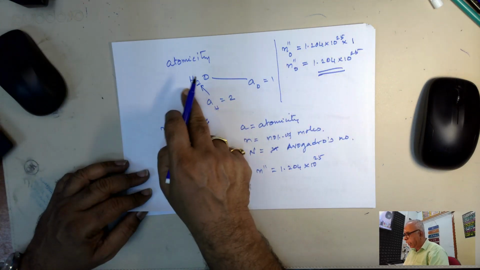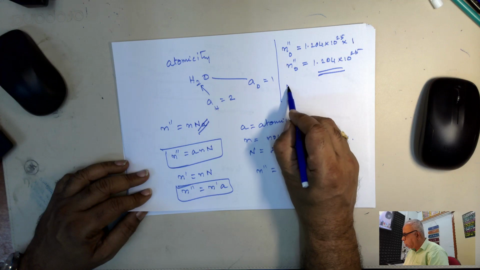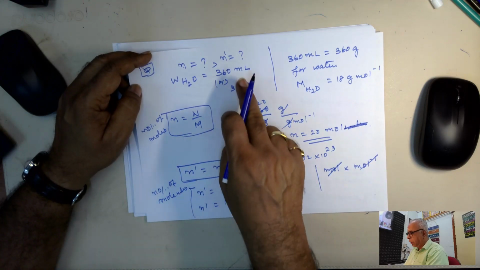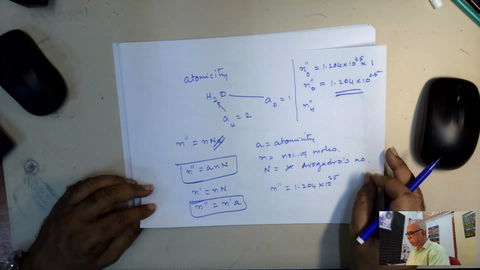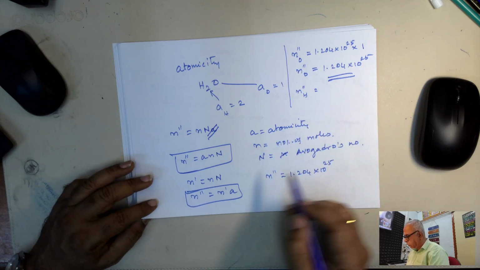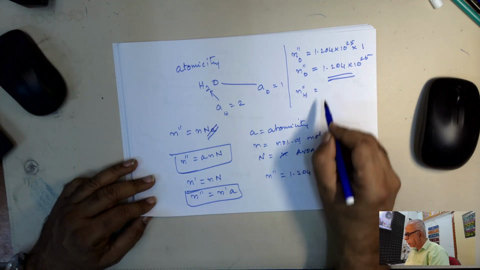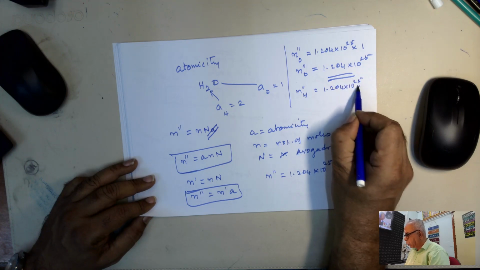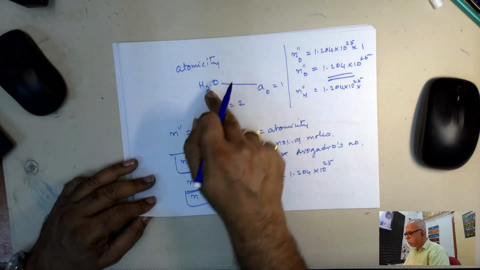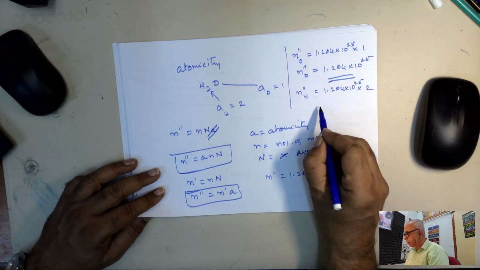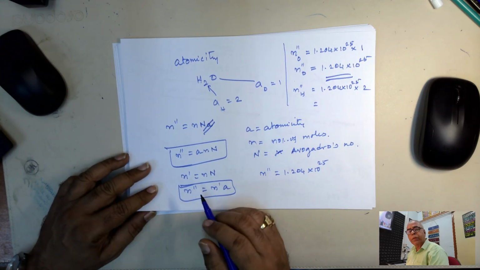Now let me calculate the hydrogen atoms. So how many atoms of hydrogen are present in 360 ml of water? Okay. So in that case, we can make use of this. N dash is equal to, what is the N dash? That is already given as 1.204 into 10 power 25 into, what is atomicity? Atomicity of hydrogen in water molecule is 2. So you can multiply by 2. Do you understand this? Right?